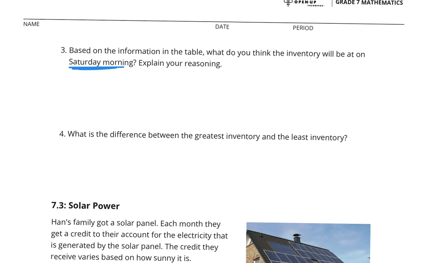Explain your reasoning. What's the difference between the greatest inventory and the least inventory? So you've got the highest amount of phones they have, the lowest amount of phones they have. The difference means how far is it between those 2 numbers?